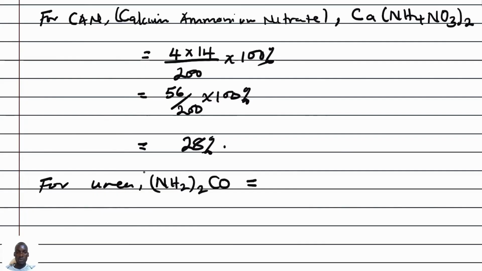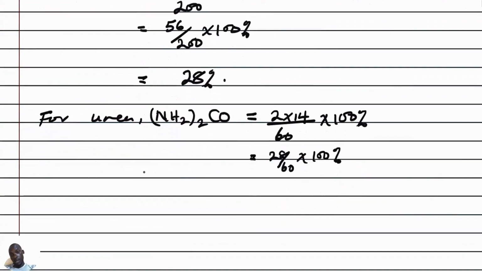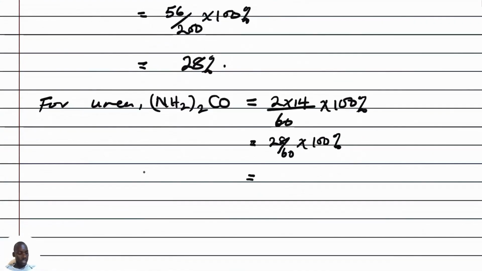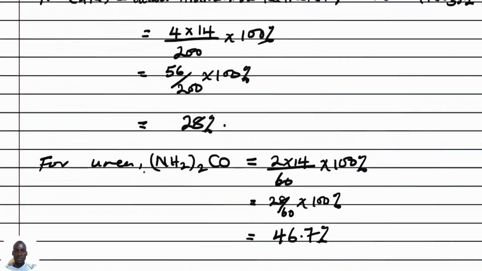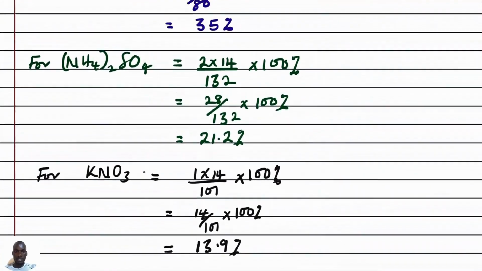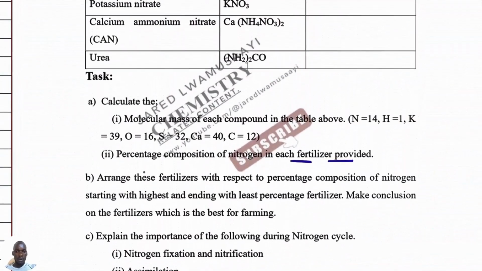Then the last one is for urea, having the formula this. So this is equal to, we have 2 atoms divided by the molecular mass of urea, which was 60, multiplied by 100%. So this is the same as 28 divided by 60 multiplied by 100%. As I press the calculator, I'm getting the value to be 46.7%. It's correct to 1 dp. So now these are the percentage compositions of these fertilizers. That is for part A, Roman numeral 2.